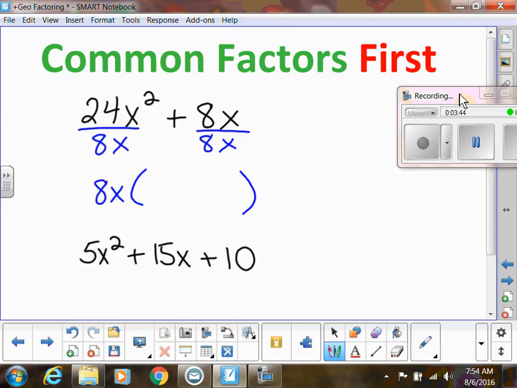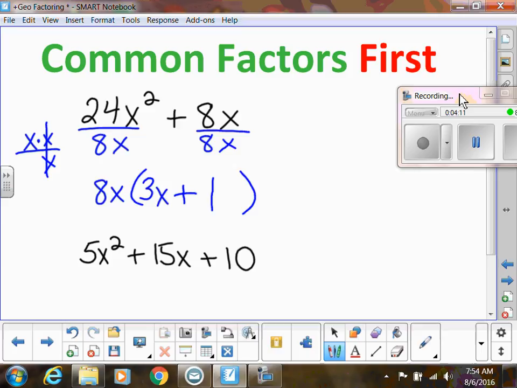So 24 divided by 8 is 3. x squared divided by x is just x. If that's confusing, x squared is x times x, and I'm dividing by an x, so one of those cancels and all I'm left with is a single x. Over here in this term, 8 divided by 8 is 1, and x divided by x cancels out, so there is no more x.